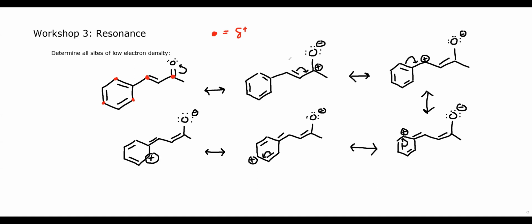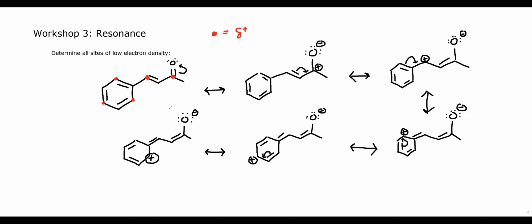Maybe not a full positive, but a partial positive, because remember the electronics of the system is a sum of all of these resonance structures. In most of the resonance structures, these carbons are just double bonds, right? But in at least one, these red carbons have a positive charge on them. Therefore, it's partially positive or low electron density.